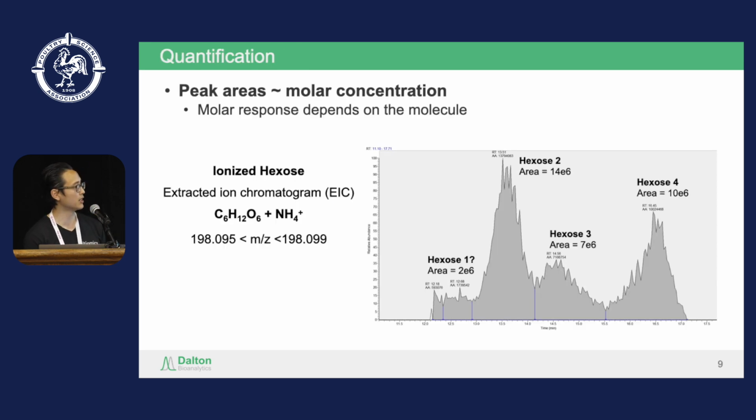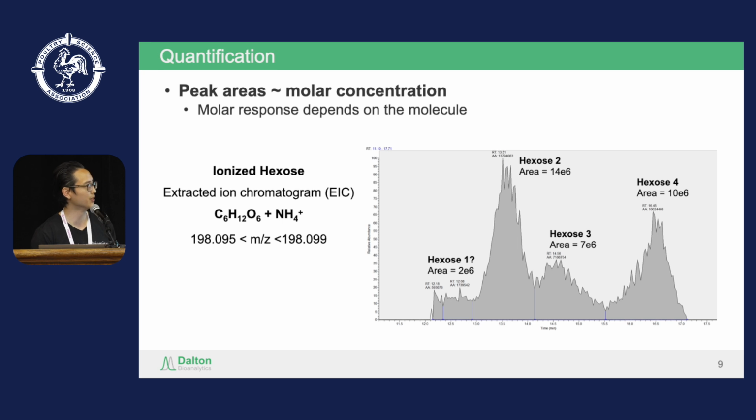Quantification is pretty simple. You just take a slice of that spectrogram for a specific mass, say hexose. This is basically a glucose-like mass plus an ammonium ion, and you can plot it. These are the peaks. It's kind of like HPLC. You can cut this into different peaks, sum up those intensities, and that's proportional to the concentration in the solution as it was eluting off of the column.